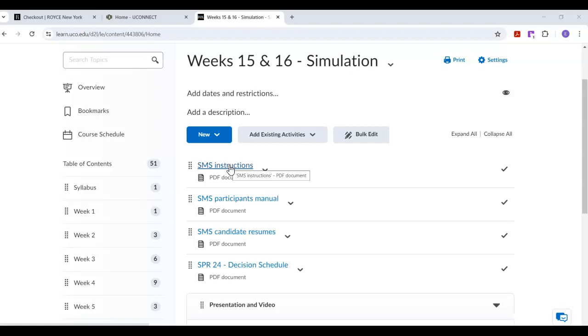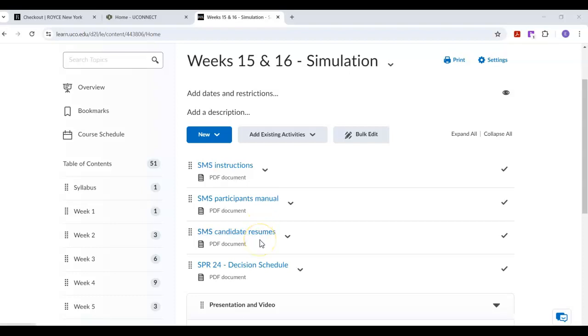You might want to check your junk email because as of 4:18 Thursday, during your class, all the emails went out to you. The participants manual is literally your guide for anything related to the simulation. So any details you want to know, you can do control find and search for anything.